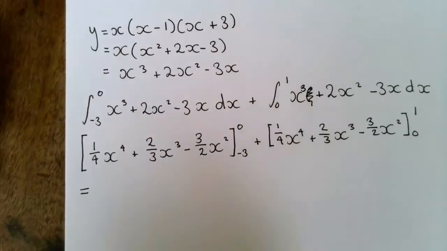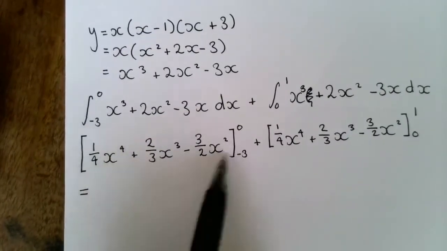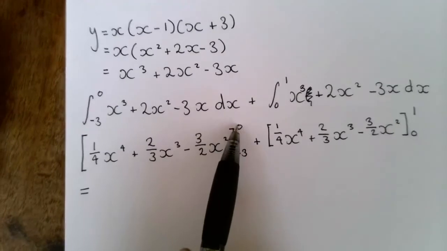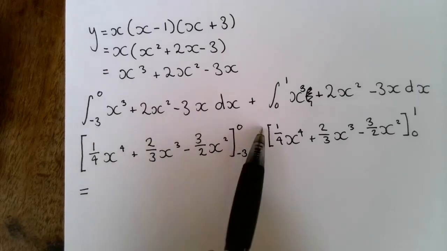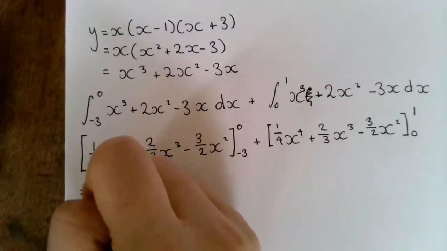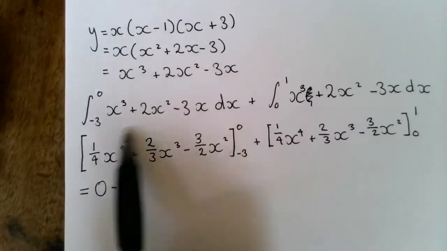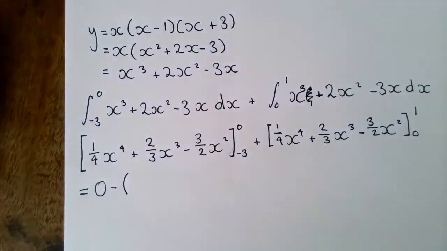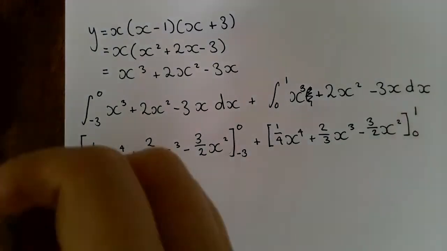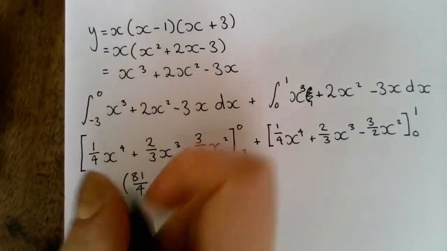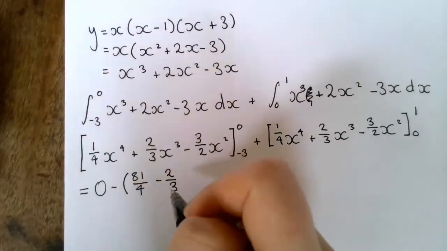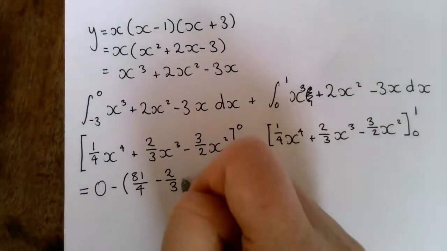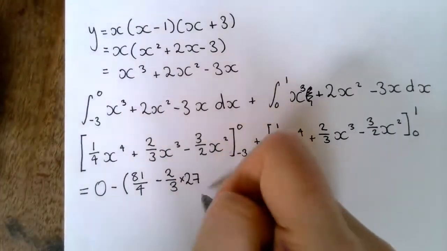So, first of all, when we substitute in 0, each of these terms is going to become 0. So the first part of this integration is equal to 0, and then we're subtracting this expression when x is equal to negative 3. So when x is equal to negative 3, I get 81 over 4 for that first term, subtract 2/3 times 27, subtract 3/2 times 9.